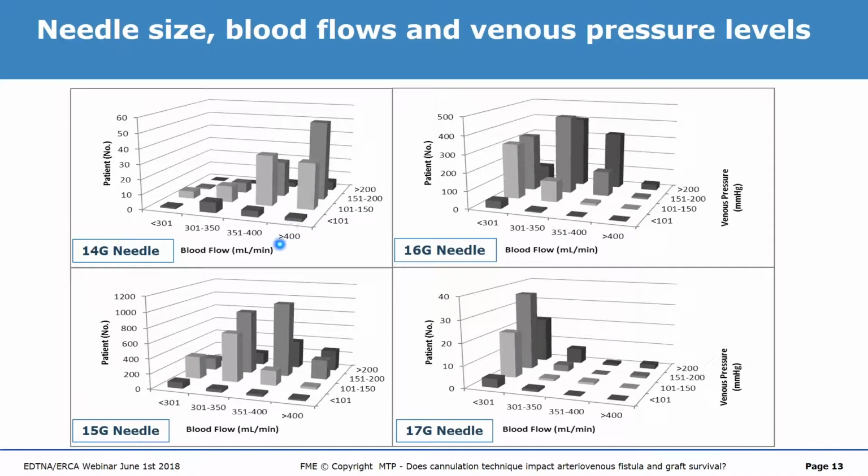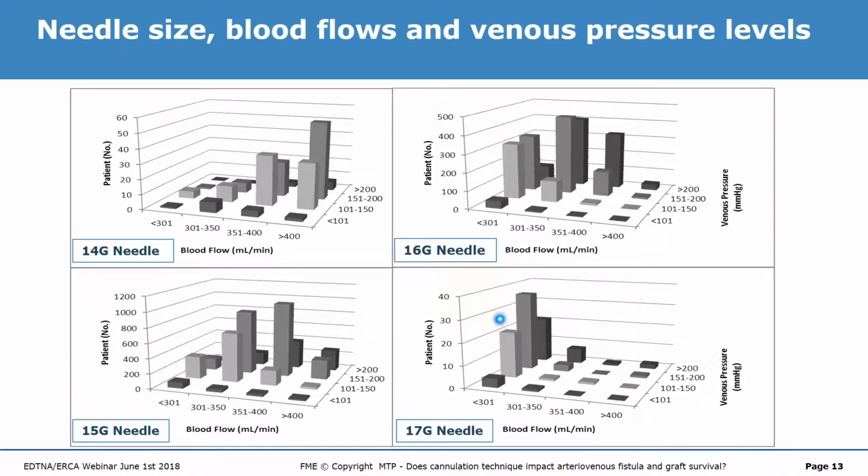even with a blood flow above 400 milliliters per minute, the venous pressure is maintained within acceptable limits, between 100 and 200. You can see here we have 50 patients that were having this type of venous pressure, and here we are speaking about 30 or 25 patients. But if we use, for example, a 16 gauge needle, you can see that already with a blood flow between 351 and 400, we have a large number of patients here. We are speaking about 300 patients with a venous pressure above 200.